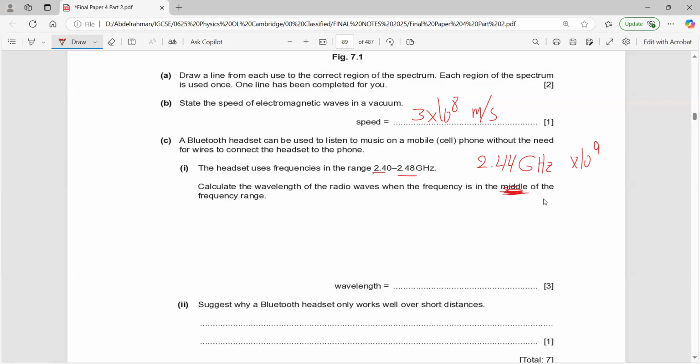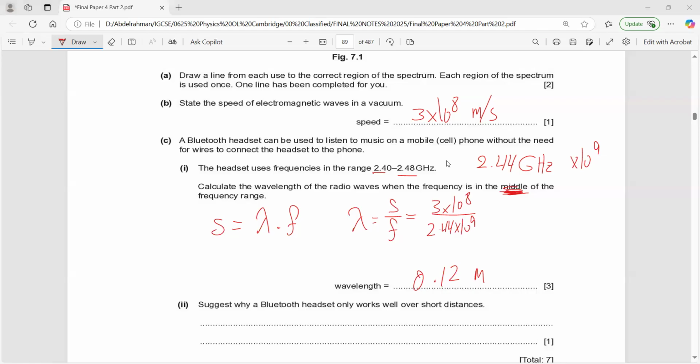Can I find the wavelength? Yes. Speed equals wavelength times frequency. So wavelength is speed over frequency. Again, the speed of light in air is 3 times 10 to the power of 8, over the frequency, which is 2.44 times 10 to the power of 9. It would be around 0.12 meters. Okay, this is quite an easy question.